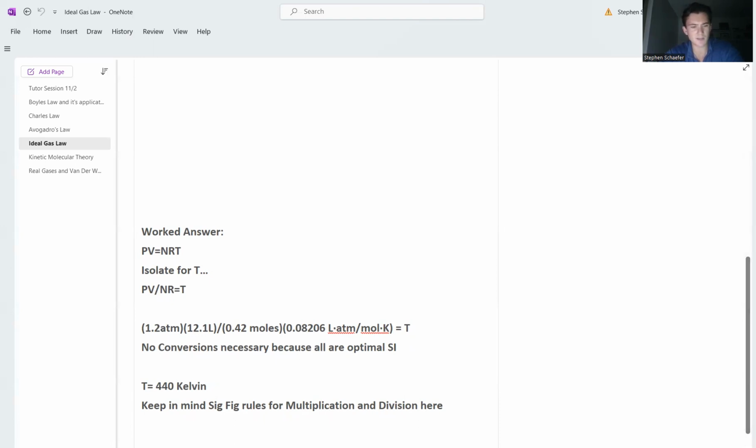And then just keep in mind the sig fig rules for multiplication and division here. And keep in mind the sig fig rules for each step you're working in, because it's an easy way to get tripped up when you do it all at once in your calculator. That's most likely not going to give you the correct sig figs. So break it up into chunks.